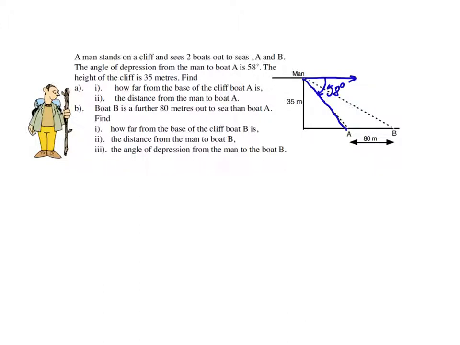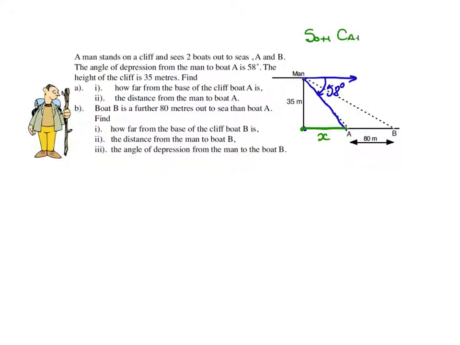The height of the cliff is 35 meters. Find how far from the base of the cliff, that's the base of the cliff, how far from the base of the cliff the boat A is. So I need to find this x. Being about angles and sides, we'll think, of course, of trigonometry.